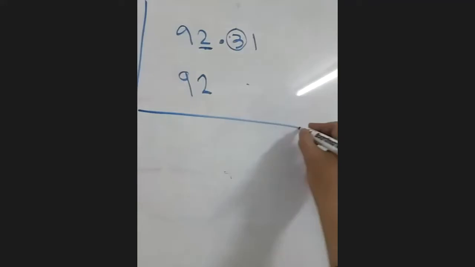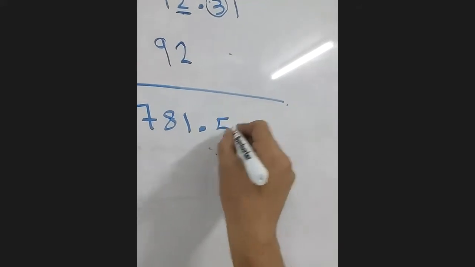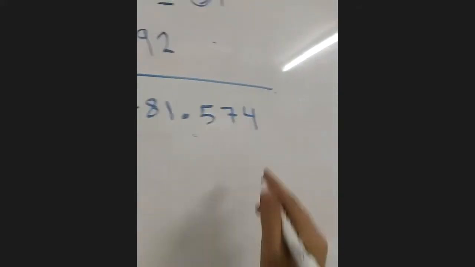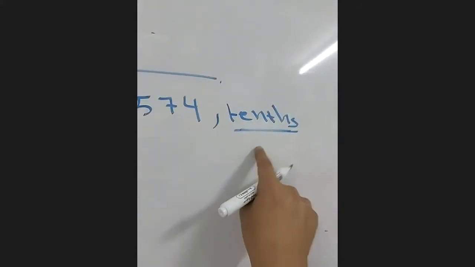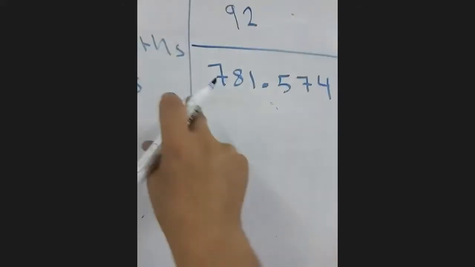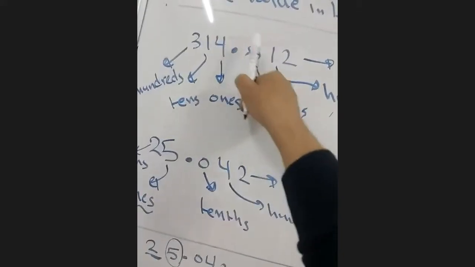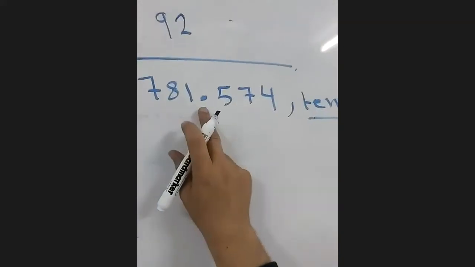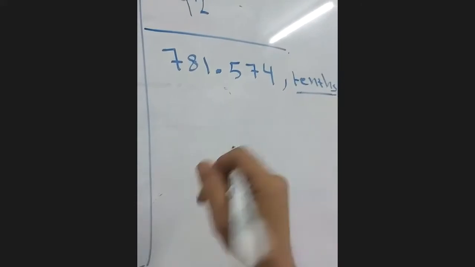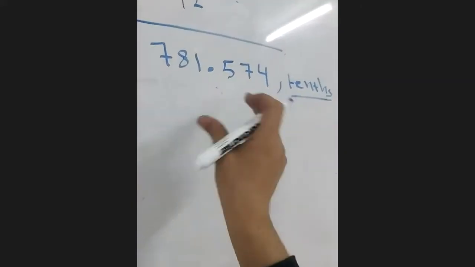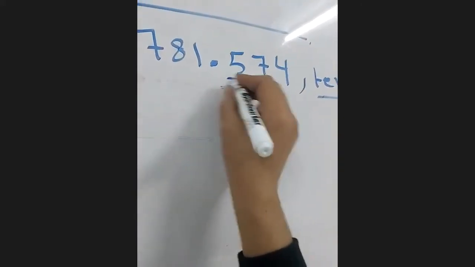For example, if I want to round 781 decimal 574, and I want to round the tenths. I will search for the tenths here. This is the tenths. As we said, the first number after the decimal is the tenths. The question will name the digit which you need to round. So I will need to round this 5. This 5 is the tenths.